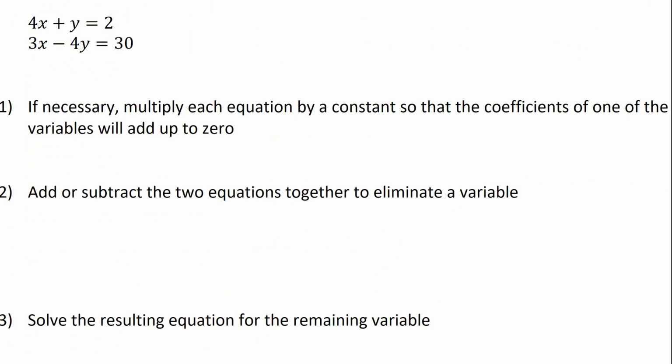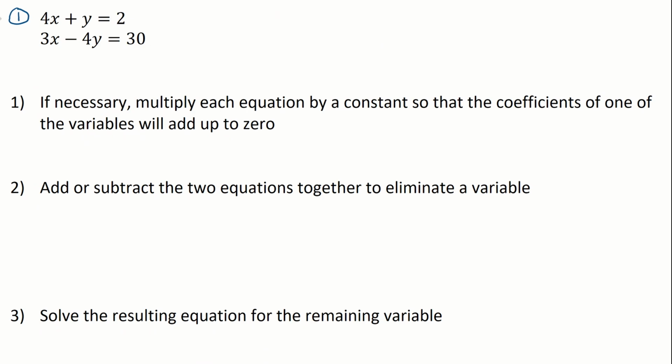Next question. In this example, equation 1 is 4x plus y is equal to 2, and equation 2 is 3x minus 4y is equal to 30. Looking at these two equations, since there's no coefficient in front of the y, meaning the coefficient is 1, it'll be easier to multiply this y by 4 so that the coefficient will be equal to the coefficient in equation 2. So I'm going to take all of equation 1 and multiply the whole thing by 4, giving me 16x plus 4y is equal to 8.